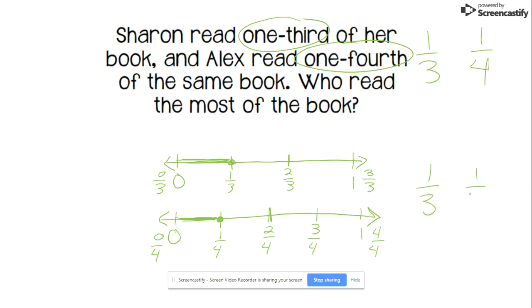So out to the side, I'm going to check using the butterfly method. I'm going to crisscross 3 times 1, multiply, which equals 3, and 1 times 4.